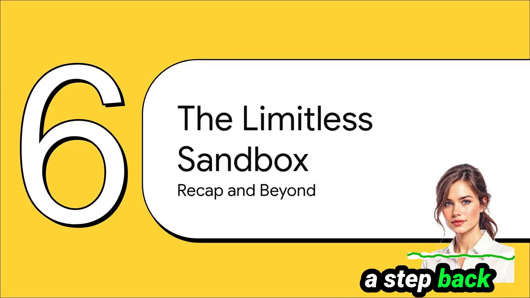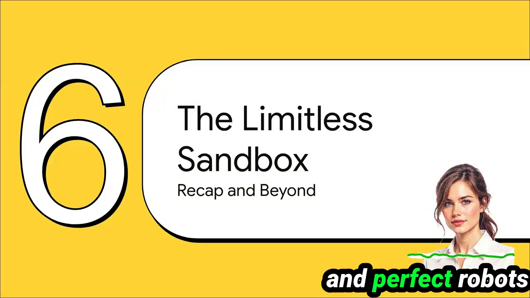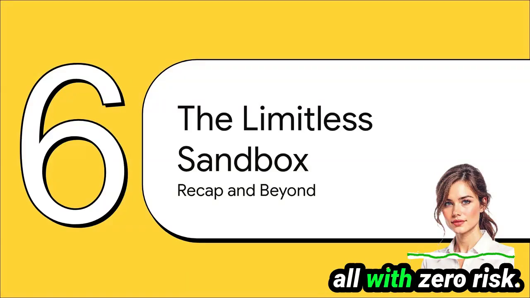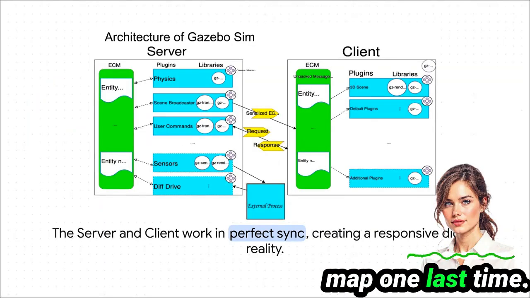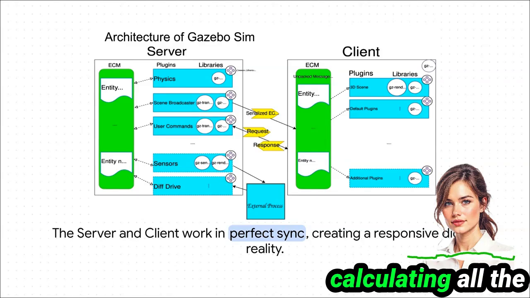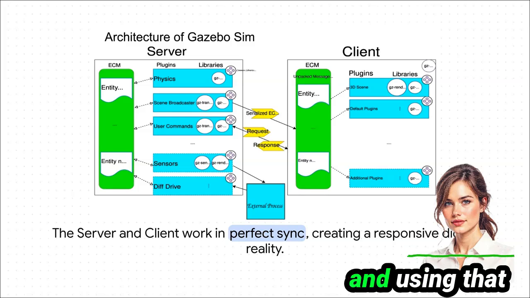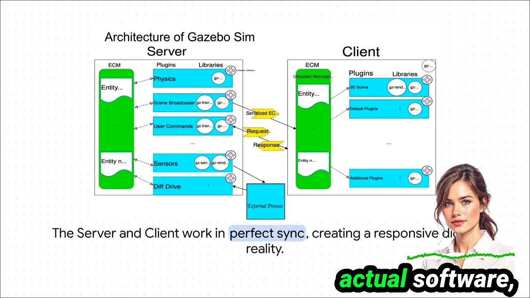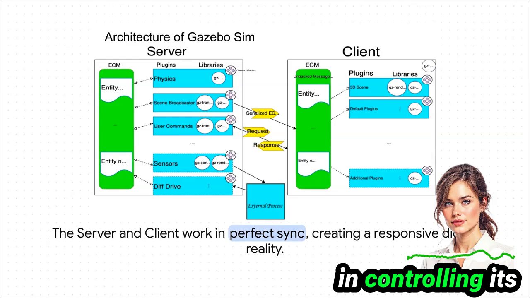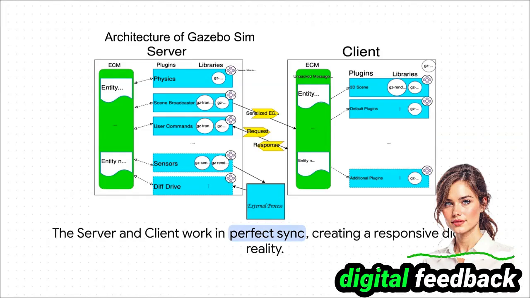So let's take a step back and see what we've actually built here. We have a powerful, limitless sandbox where we can design, test, and perfect robots at lightning speed, all with zero risk. Let's look at our map one last time, now with all the lights on. The server, our engine, is calculating all the physics, building the world from those entities and components. It streams that reality over to the client, our visual cockpit, and using that bridge, the robot's actual software brain plugs right in, controlling its virtual body and seeing through its virtual eyes. It is a perfect digital feedback loop.